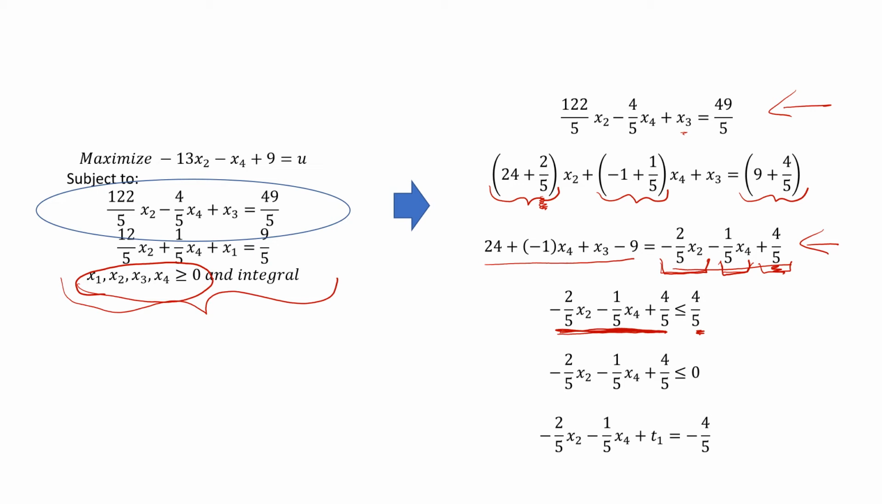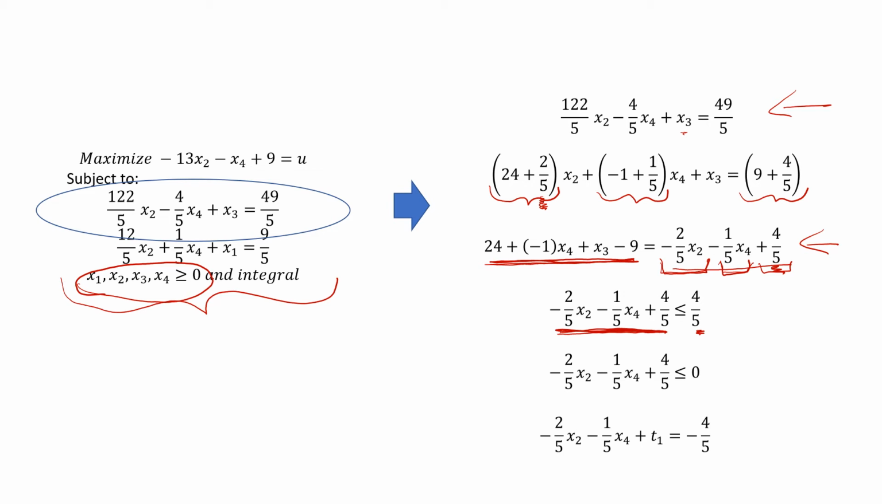But now I can make another note. Our 4 over 5 is the fractional portion, but all of my variables have to be integers. In particular, if you look at the left side of the equation, everything there is an integer. So that means that the right-hand side has to be an integer as well.